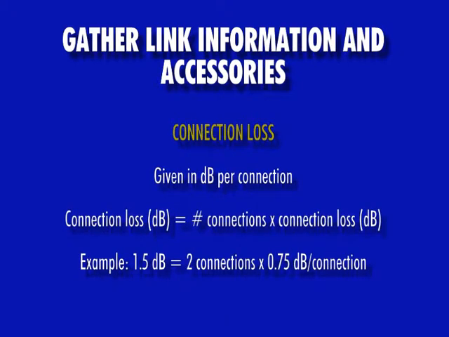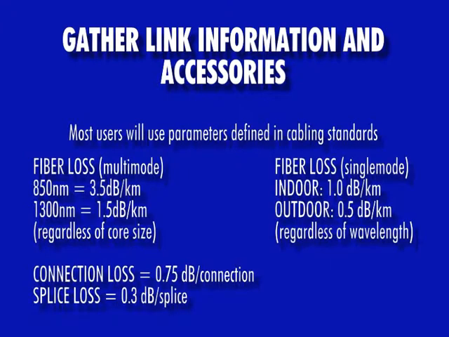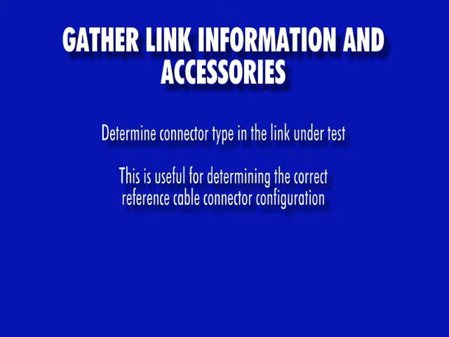Connection loss is the number of connections multiplied by the dB loss per connection. Splice loss is the number of splices multiplied by the dB loss per splice. Most users will follow the fiber, connection, and splice loss specified in cabling standards, such as the TIA 568. It is also helpful to determine the connector type used in the link under test, which will help determine the right reference cable configuration to use.